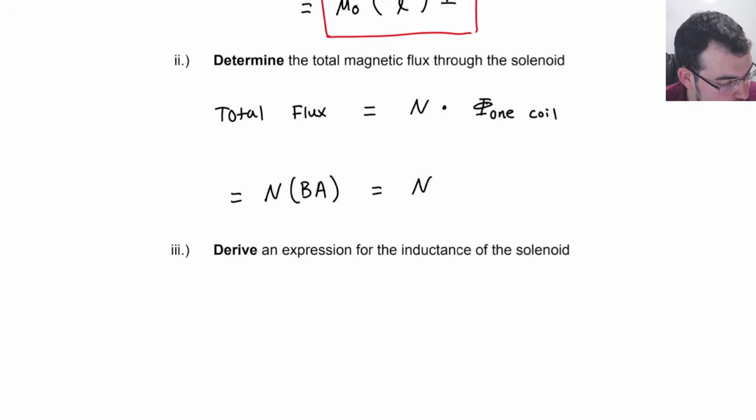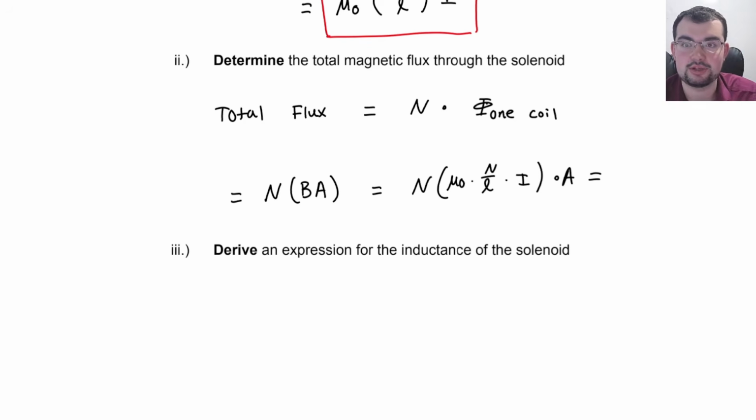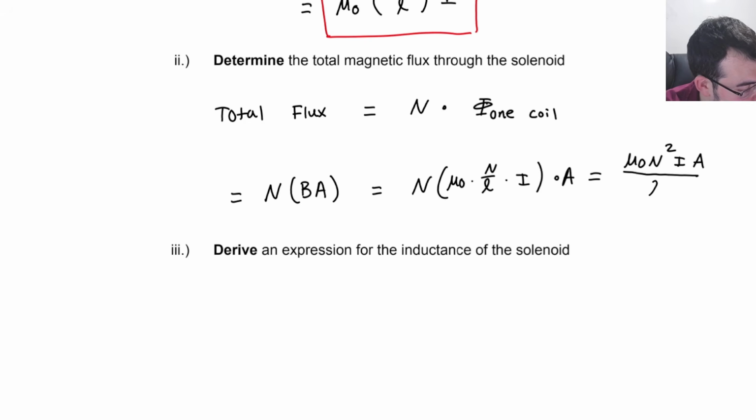And we know what B is. B is mu naught times N over L times I. And then our area was just A. You can imagine there exists an alternate world where you're just given the radius, so you've got to do a pi r squared thing. But this would be mu naught capital N squared IA over L. So quite a lot of variables going on in here.